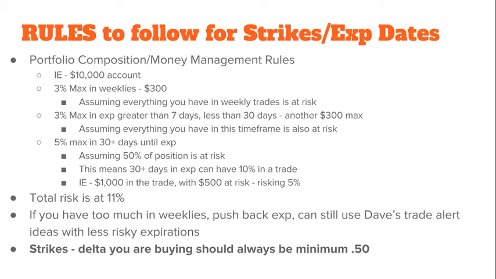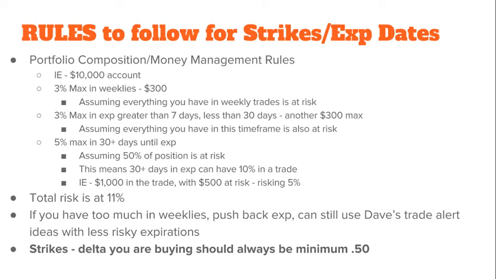Okay, I think 3% max in your account should be in weeklies. And when you're in weeklies, you should be assuming everything you have in this trade is at risk, which means if you have a $10,000 account, max you should have in weeklies is $300, in my opinion. Now, that doesn't mean that the additional trades that go above your 3% can't be made. It just means you should go out more in expiration.